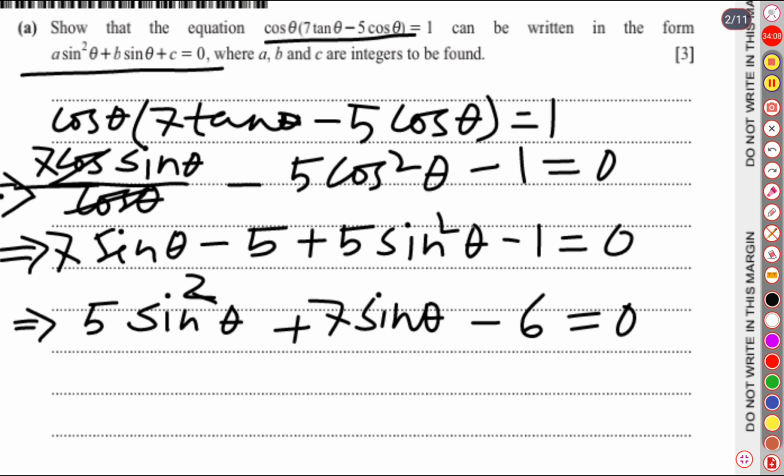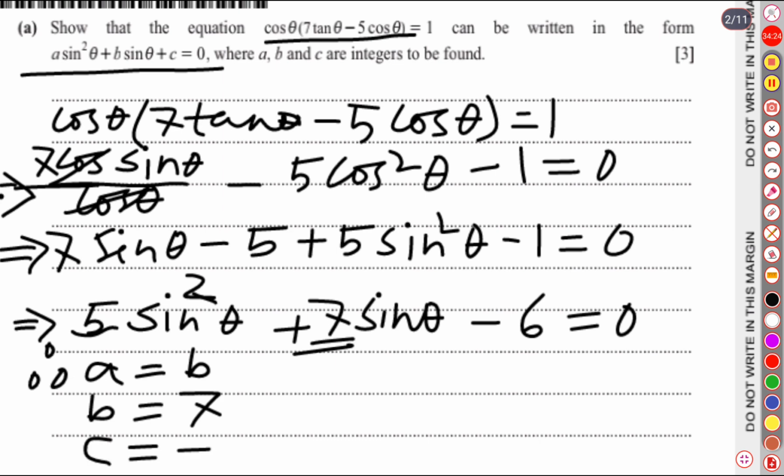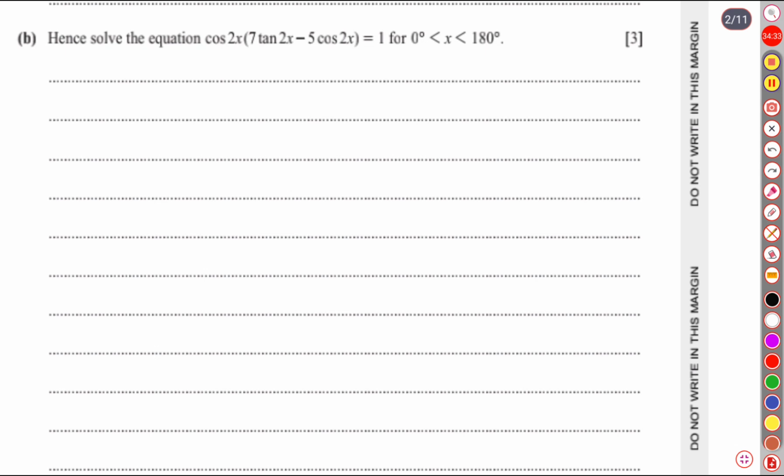They asked for a, b and c. Our a is equal to 5, and b is going to be 7, and c is equal to negative 6. Well, that's the answer to this part. Let's move on to question number b. B says, hence solve the equation cos 2x into 7 tan 2x minus 5 cos 2x equal to 1.